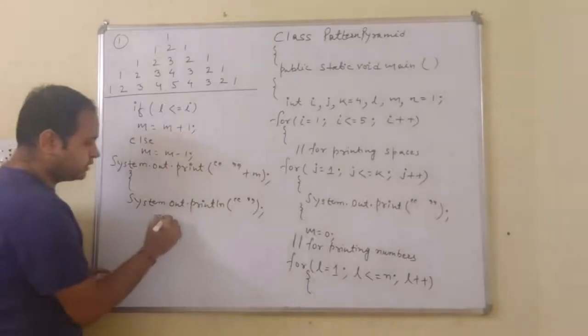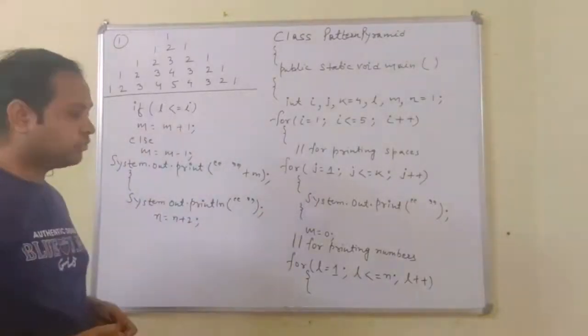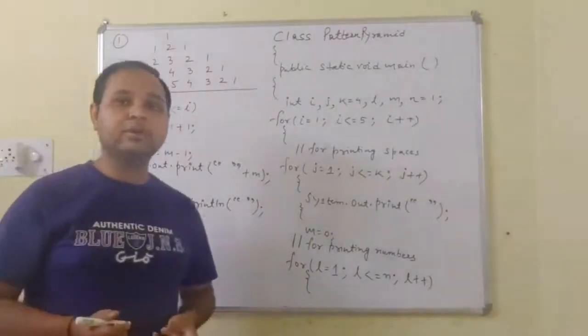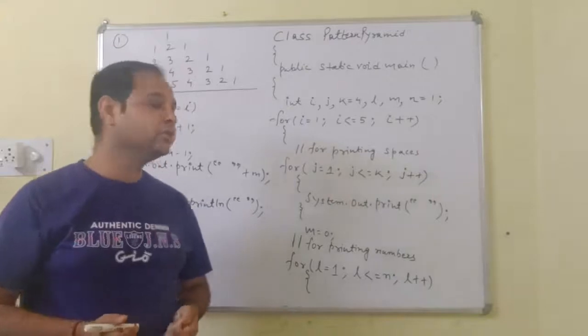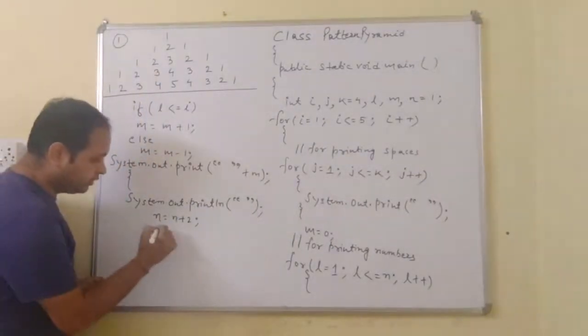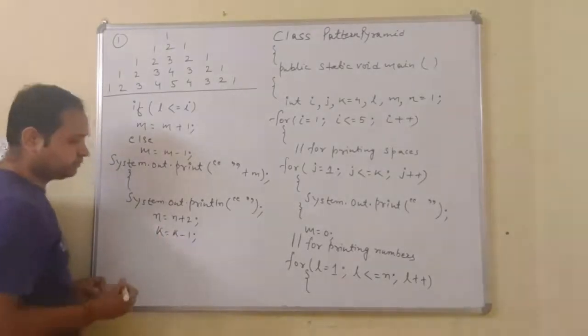Thereafter, n is equal to n plus 2. This n is basically used to rotate the printing loop, and as we can see that each loop the number of elements is incremented by 2. So I have written here n equals n plus 2, and then k will be decreased by 1, k equals k minus 1.